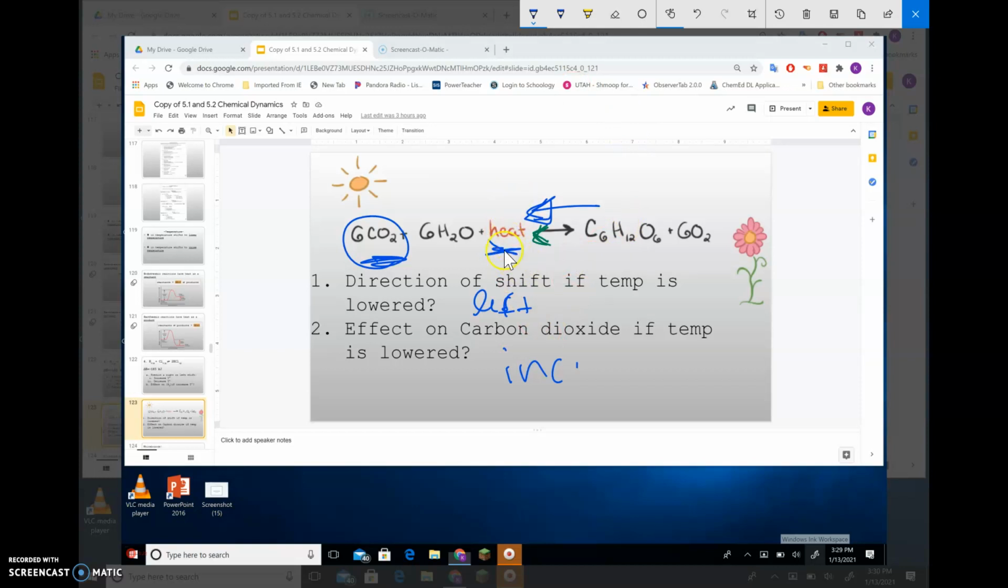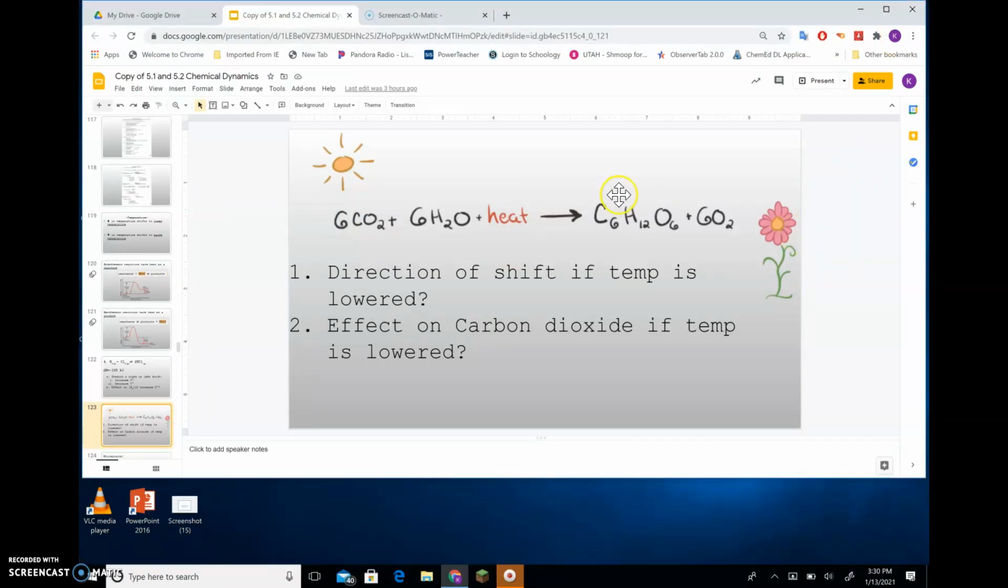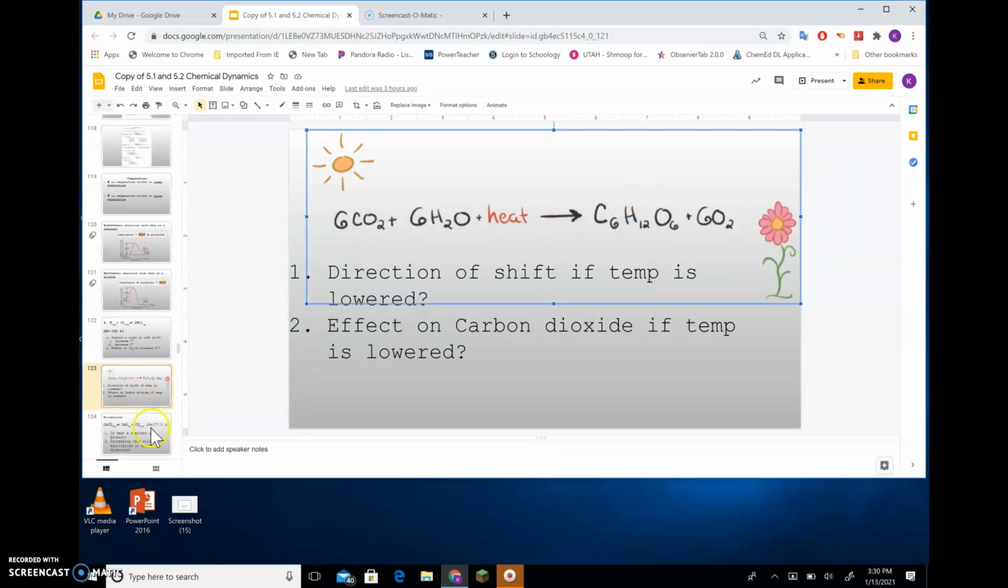So here's what's happening here. If we decrease the heat, the molecules aren't going to move faster. So that's why it stays on that same side, because we're not going to make more product. Okay, let's go to the next question, the next slide.